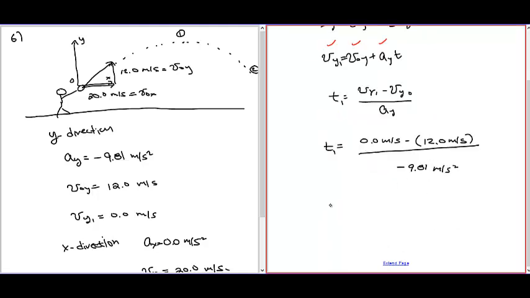So we're in meters per second, so we know the answer is going to turn out with the correct units. You see we got two negatives, negative 12 and negative 9.81, so that's going to cancel out and give us a positive time, which is what we always need. So we get 1.22 seconds. That's the answer for the first part. It takes 1.22 seconds. How high is that point?